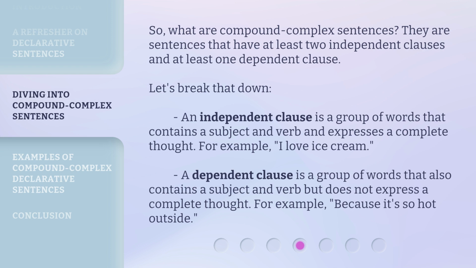Let's break that down. An independent clause is a group of words that contains a subject and verb and expresses a complete thought. For example, I love ice cream. A dependent clause is a group of words that also contains a subject and verb but does not express a complete thought. For example, because it's so hot outside.